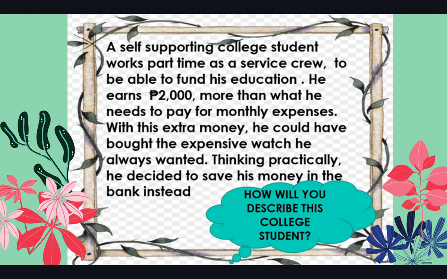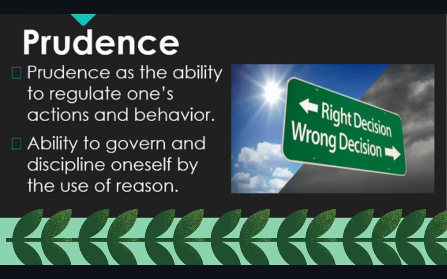I know you each have something in mind after analyzing this question and the story. Based on this example, the student was shown to have direction and control over what he needs versus what he wants by being prudent and frugal with his money. Therefore, this reveals the words prudence and frugality. That is our topic today.